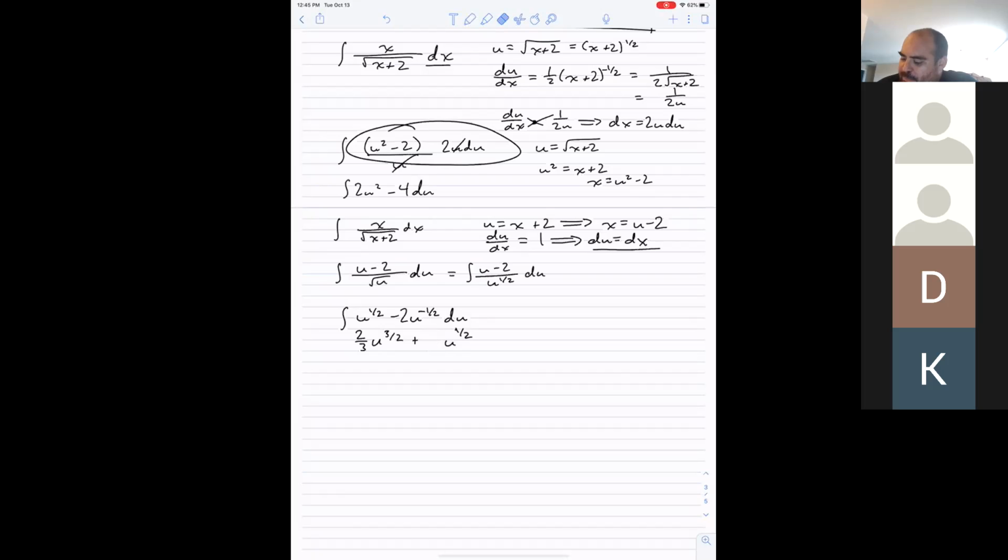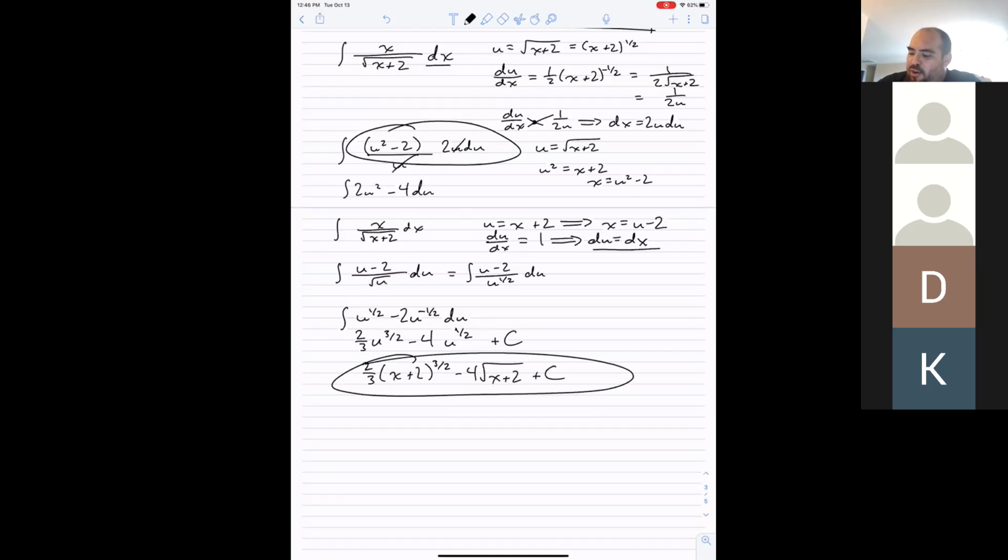No, I already don't like it. Do y'all agree with me? Yeah. Okay. All right. Are we done? No, you have to resubstitute. Yep. So 2/3 times x plus 2 to the 3/2, minus 4 times the square root of x plus 2, plus c.